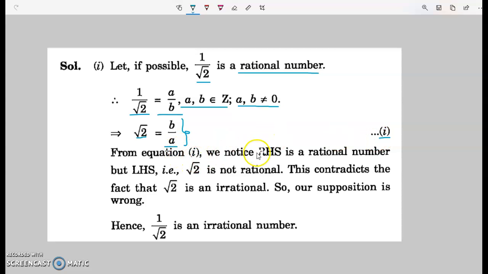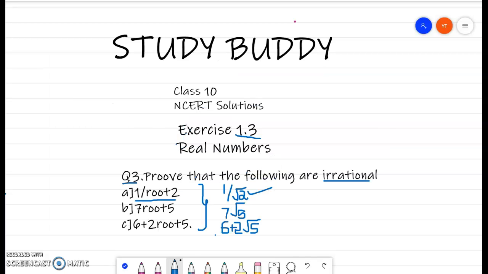So from equation 1, we notice that RHS, or the right hand side, is a rational number. But LHS, that is root 2, is not rational. This contradicts the fact that root 2 is an irrational number. So our supposition is wrong and hence 1 by root 2 has to be an irrational number. Let's move on with the second question.